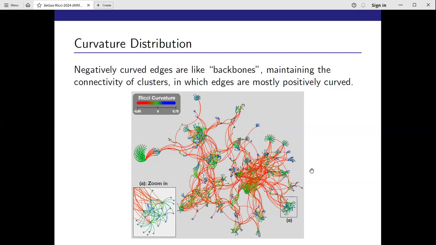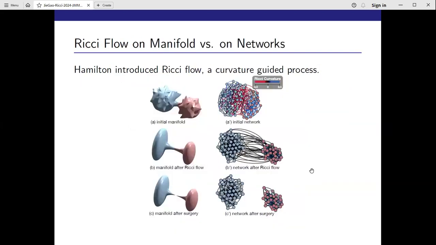The data set comes with labels of which edges are backbone and which are not. When you compare these, we see backbone edges are almost always negatively curved. Again, this matches with a lot of other understanding of the internet topology that is tree-like, hierarchical structure. So that matches very nicely. Okay, so now we have curvature defined for edges. I want to move on to this notion of curvature flow or Ricci flow.